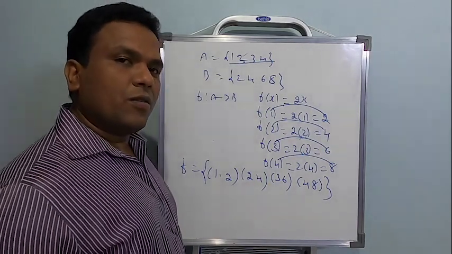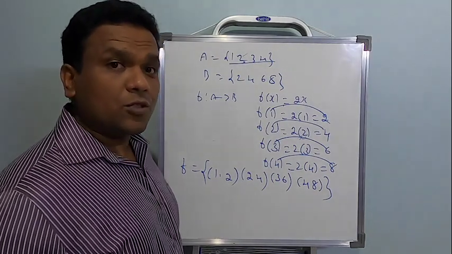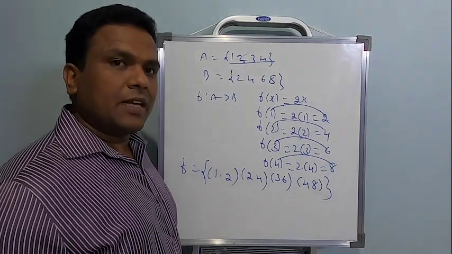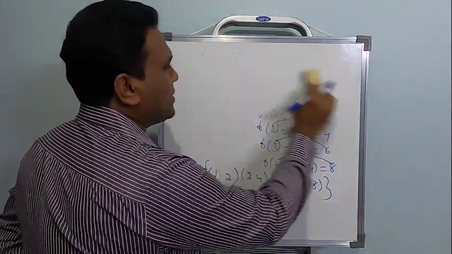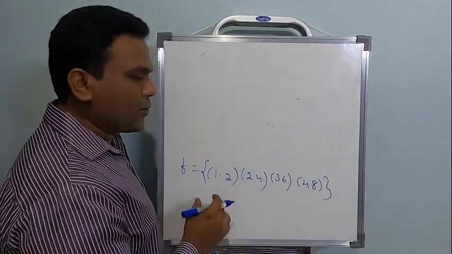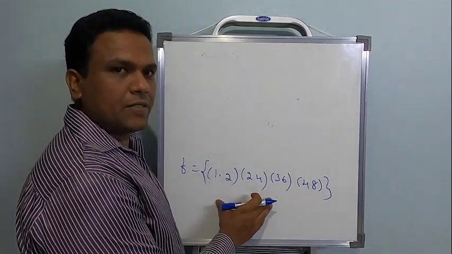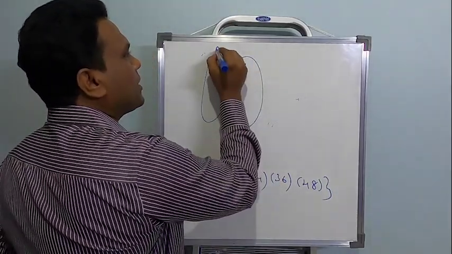But they said express f inverse also as a set of ordered pairs. But first I should check whether f is going to be bijective. If it is bijective, then I will think of finding the inverse of the function. So first let me check whether f is going to be bijective. So I will explain both bijective concepts by using the ordered pairs which I have written here. So I will take the help of the arrow diagram. It's quite easy for me to understand.